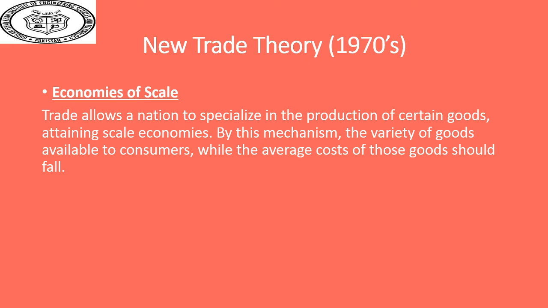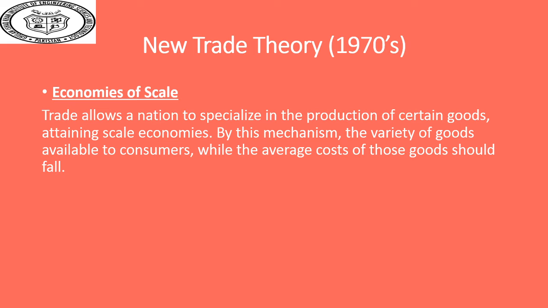Trade allows a nation to specialize in the production of certain goods, attaining scale economies. If you start certain new businesses, for example videotape recorders, at one time Japan was a big exporter, and now it is a different thing, DVDs or something. By this mechanism, the variety of goods available to consumers increases, while the average cost of those goods should fall. Well, this is the economies of scale. That is the new trade theory of the 1970s.